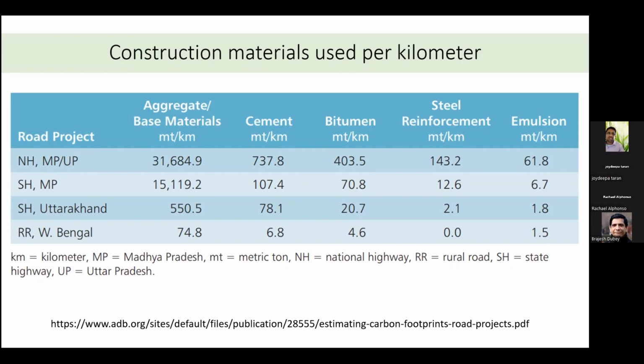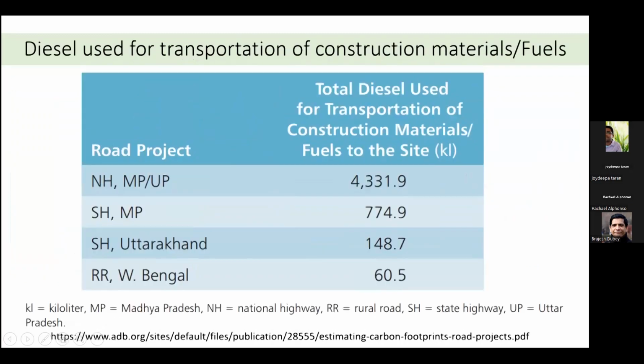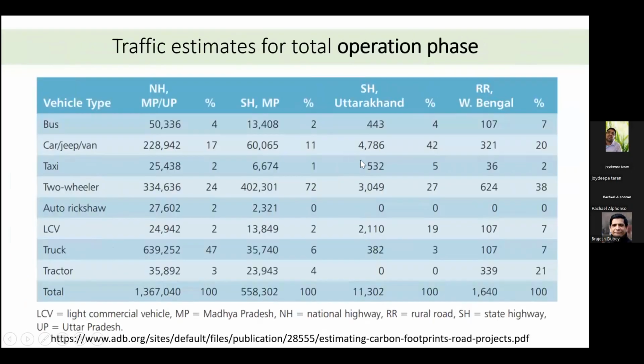A simple conversion can make a unified value for us. So that's what this table is showing. For every kilometer, what is the amount of material that has been used? So metric ton per kilometer, metric ton per kilometer. You can see individually, it is a commonized functional unit. Same for the amount of diesel, kiloliters, that has been used for the transportation of construction materials. And post this, the operation phase. Until now, what we have seen is the construction phase.